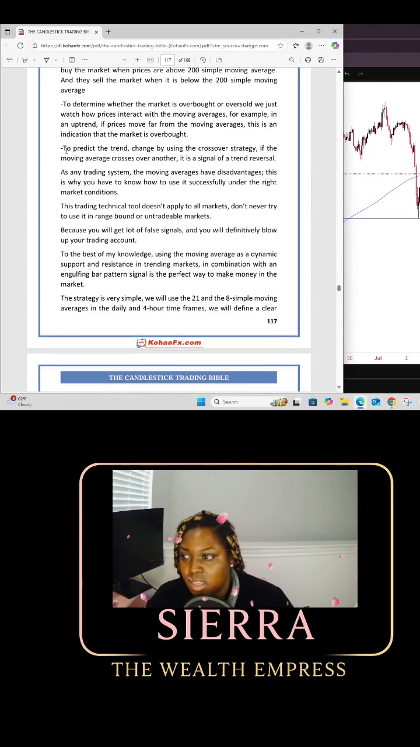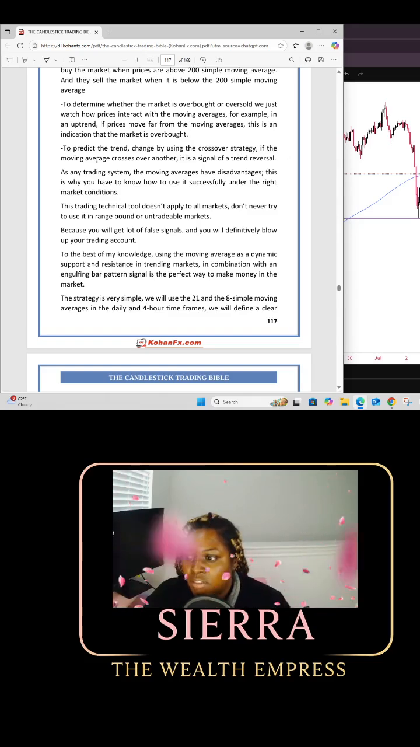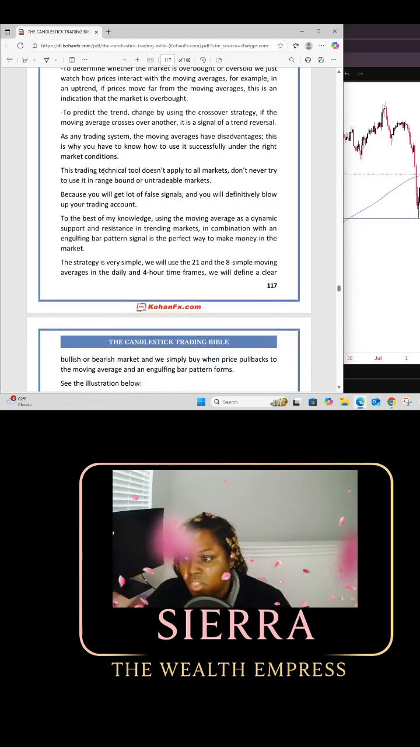All right. And then another way that they use it is to predict the trend change by using the crossover strategy. If one moving average crosses over another, it is a signal of a trend reversal. Like any trading system, the moving averages have disadvantages. This is why you have to know how to use it successfully under the right market conditions. This trading technical tool doesn't apply to all markets. Don't try to use it in range bound or untradable markets.